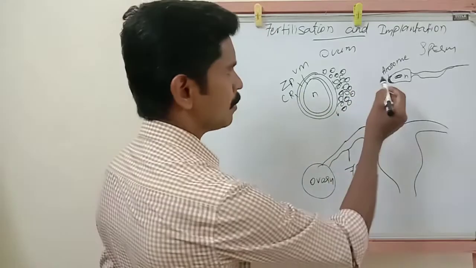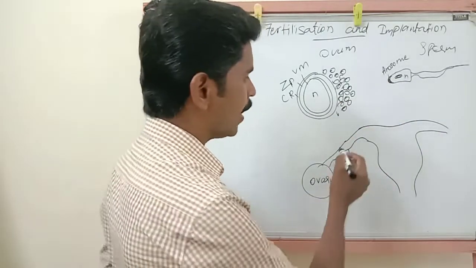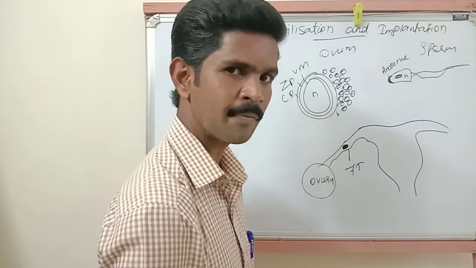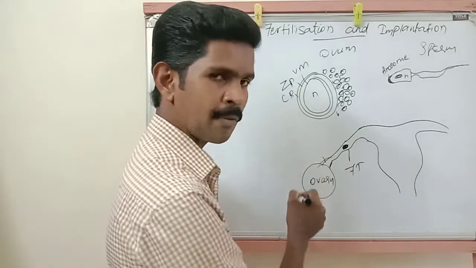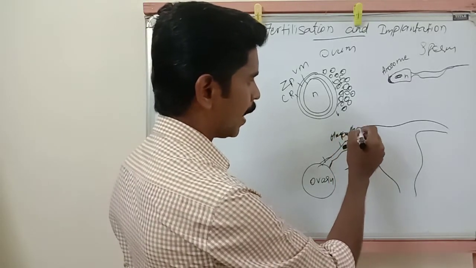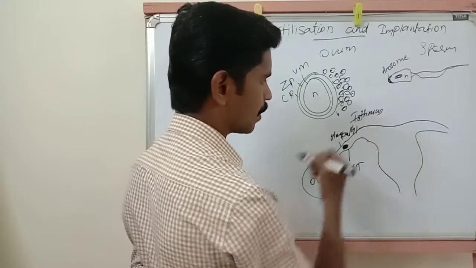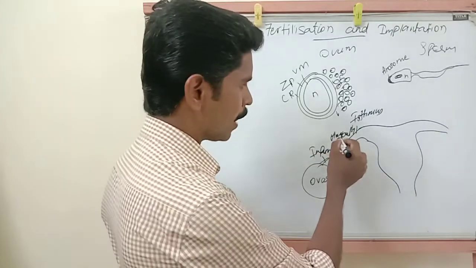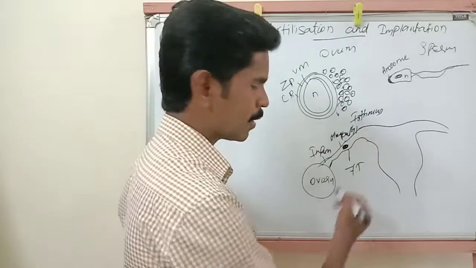Mostly these two cells, the egg cell and the sperm cell, join in the fallopian tube. In the last class we already studied the structure of the fallopian tube. This funnel-shaped region is called the infundibulum, this region is called the ampulla, and this region is called the isthmus. These are the three parts of the fallopian tube.